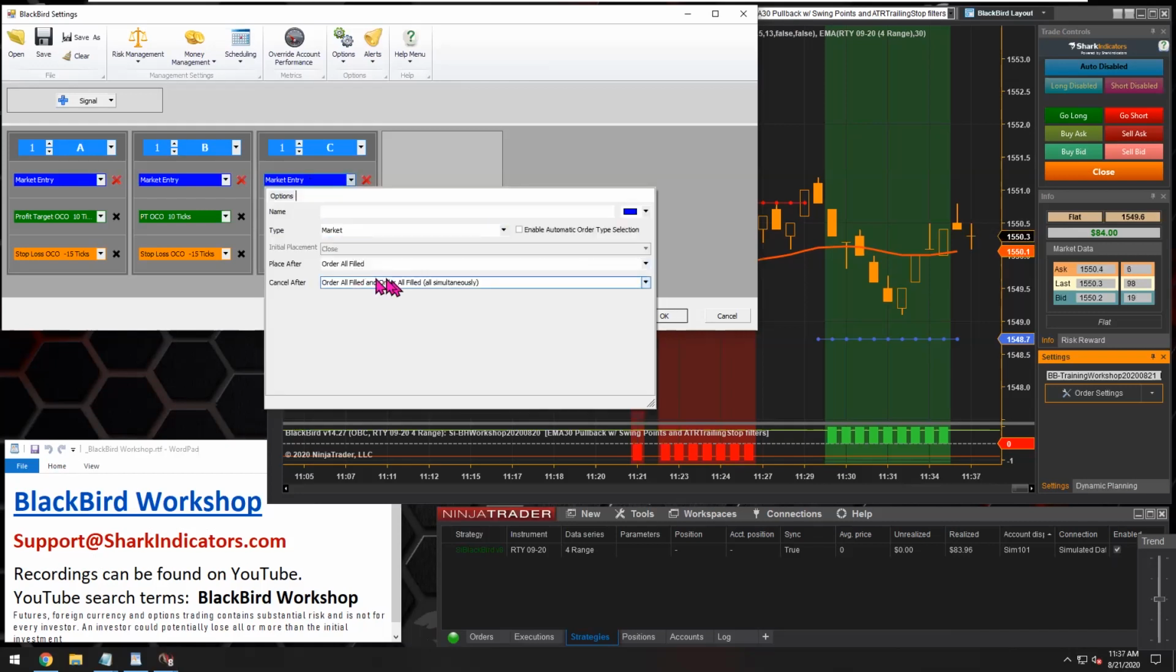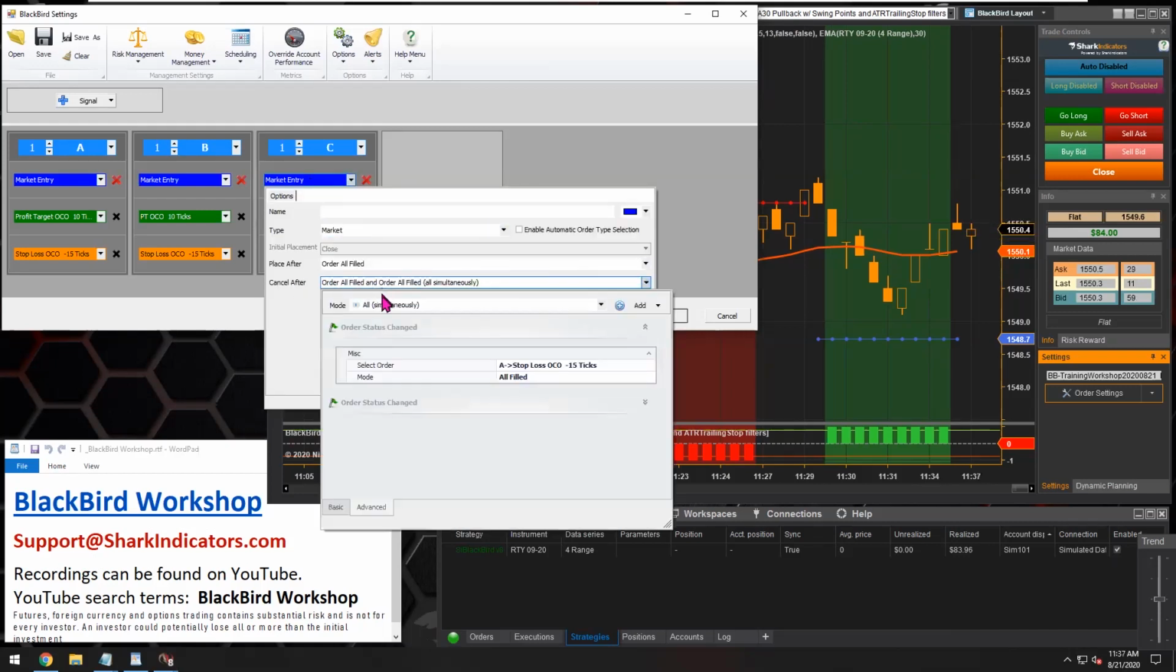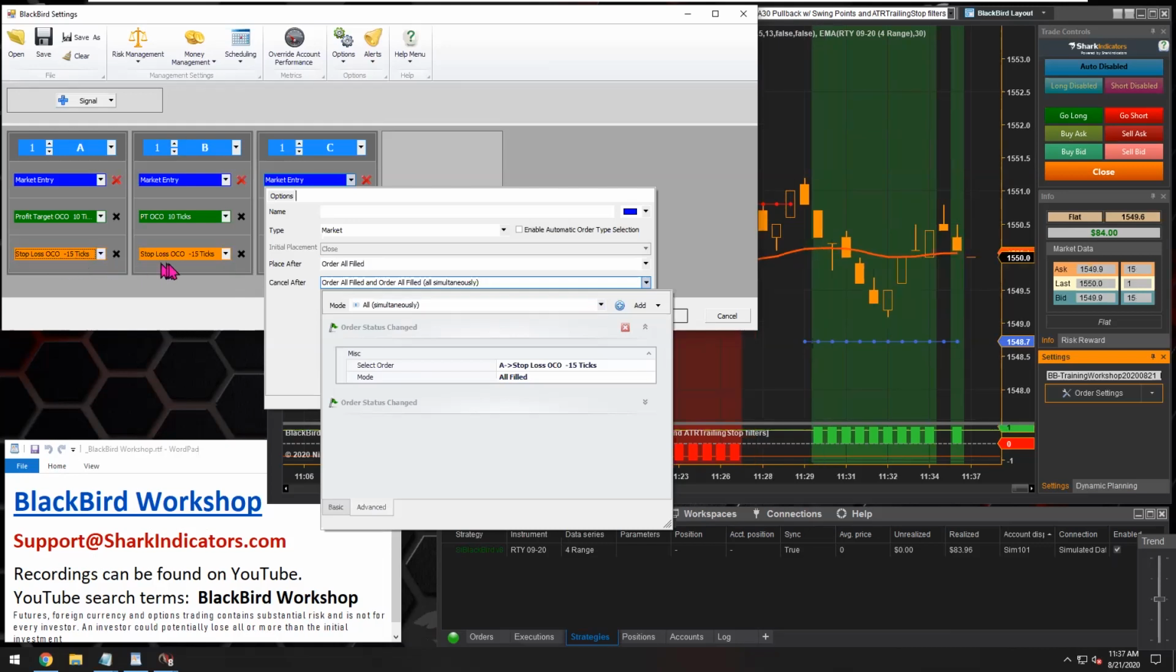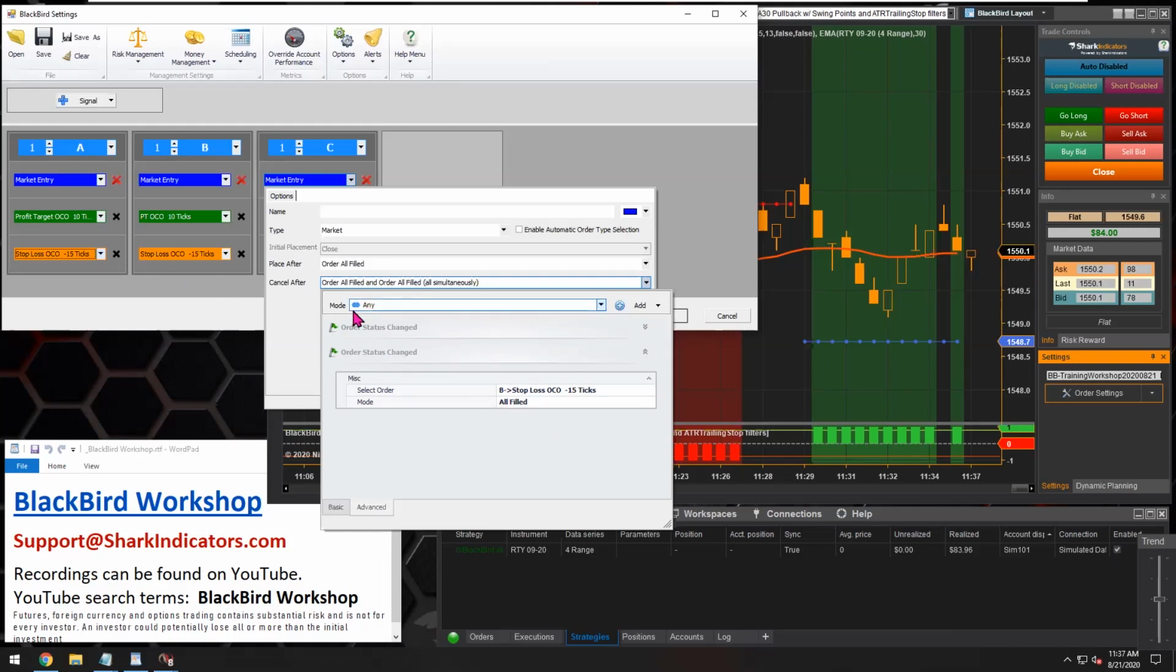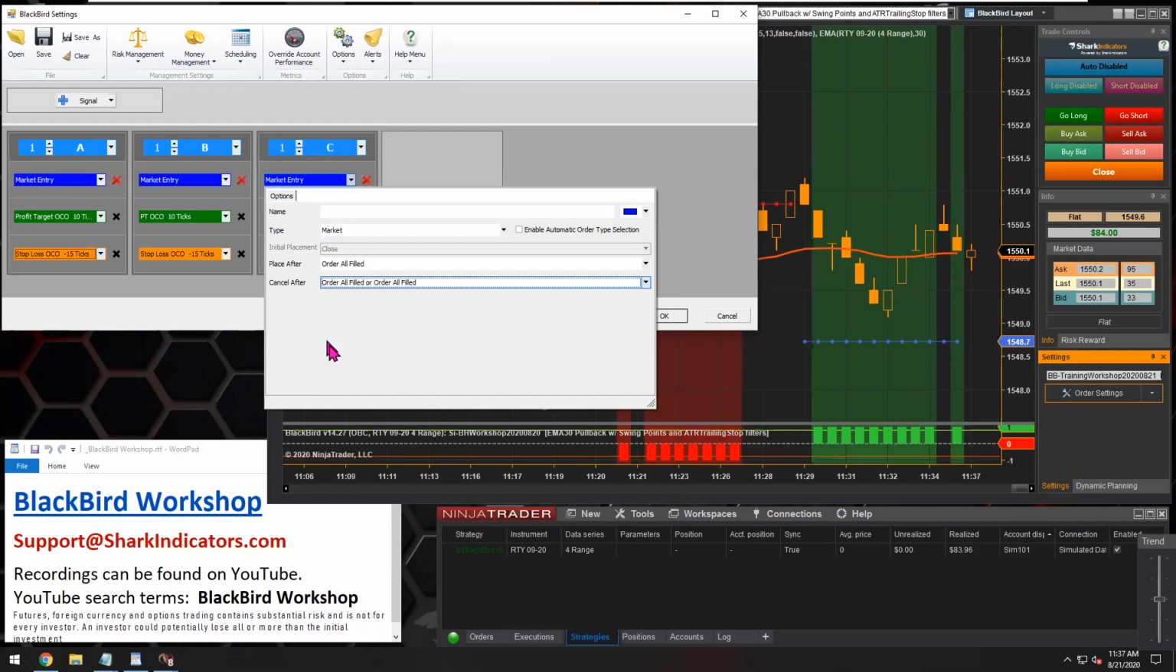And one other thing we need to take a look at is the mode. The mode defaults to all simultaneously. So obviously you're not going to get both stop losses hit simultaneously. So we need to change the mode to any. So if any of these stop losses get filled, that's what we're looking for. If any of the stop losses get filled, then that is our trigger condition to cancel order C.